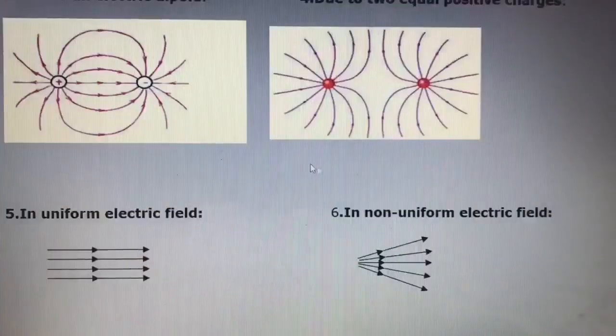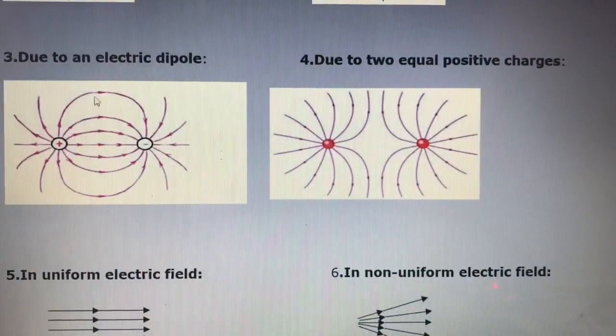And in the third property, due to an electric dipole or electric field lines of two equal and opposite charges. These are the two charges, one positive and one negative. They are equal in field strength, but opposite in charge. This diagram shows the field lines of an electric dipole, a system of two equal and opposite point charges plus or minus q separated by a small distance. They start from the positive charge and end on the negative charge.